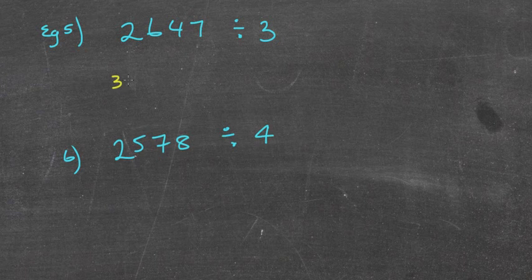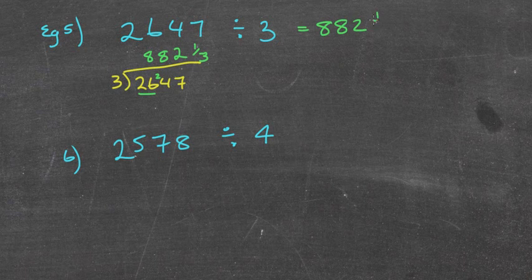Let's have a look. 3 into 2, 6, 4, 7. I will show you a quicker way to do this in terms of setup in a moment. Okay, so 3 goes into 2 0 times, so 3 goes into 26 8 times. 8 3s are 24, which means there are 2 left over. 3 goes into 24 exactly 8 times. 3 goes into 7 twice. How many is left over? Well, 2 3s are 6, so there is 1 out of 3. So it's 882 and 1/3. Okay, nice and easy, hey?